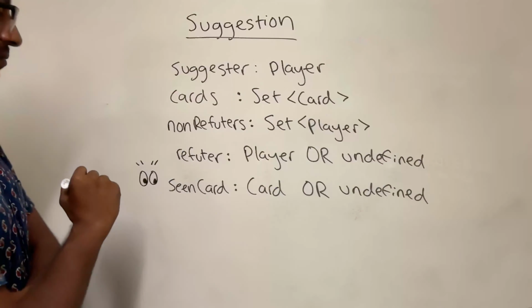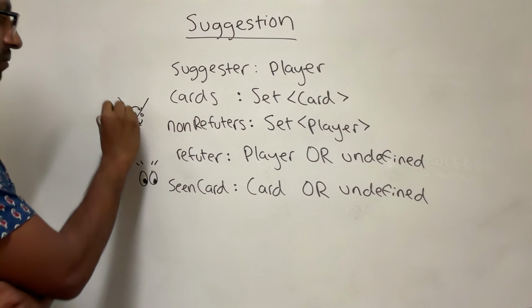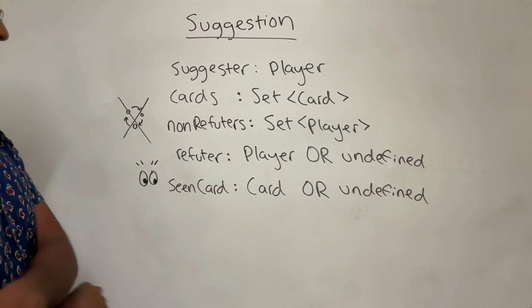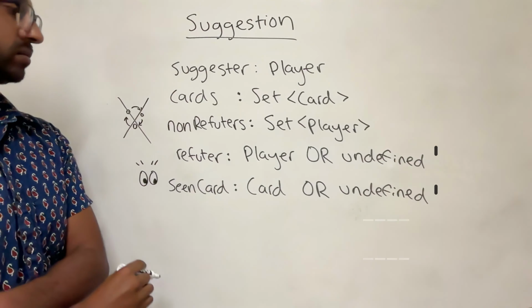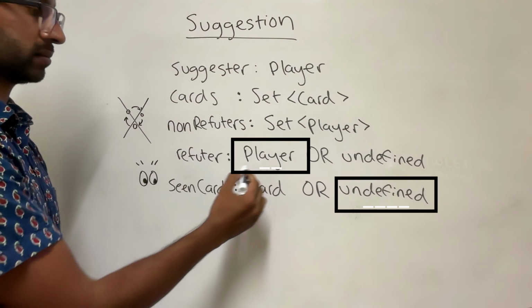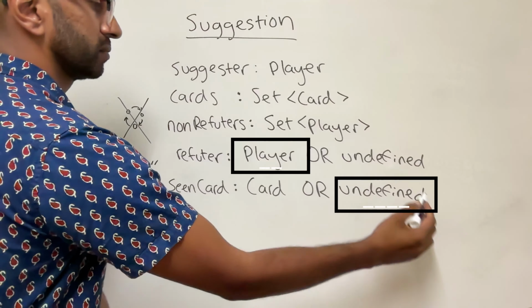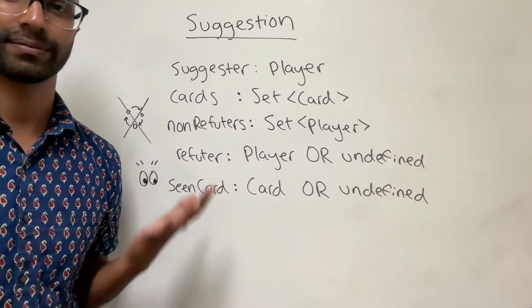Noting a few things, ultimately we'll be asking the user to fill in all this information, and they'll have to explicitly tell us who all the non-refuters were. This makes it easier for our app because we don't need to keep track of which order they refuted the suggestions. We'll just ask the user to give that to us directly. And just to be clear, if a suggestion was unrefuted, both the refuter and the seen refute card would be undefined. If the suggestion was refuted, but we did not see the card that was used to refute, then the refuter would be defined as the player, and seen refute card would be undefined since we don't know what it was. So that encapsulates all the information we need about a suggestion and all the states that a suggestion could have.